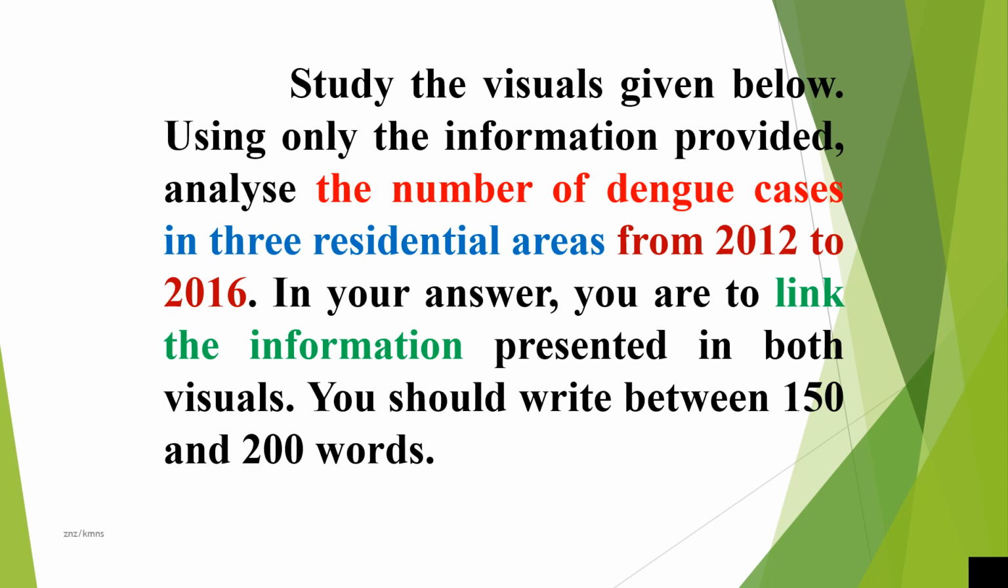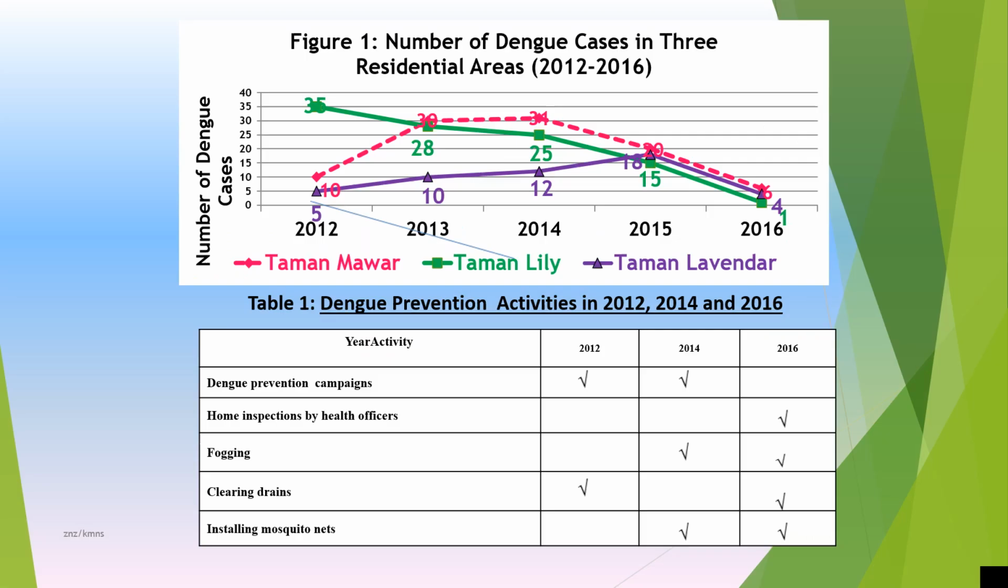And another keyword given there is to link the information. This is the requirement of the question. Therefore, you have to link the information from visual 1 to visual 2. These are the visuals. Figure 1, number of dengue cases in 3 residential areas, which are Taman Mawar, Taman Lili, and Taman Lavender. Whereas the time frame given is from 2012 to 2016.